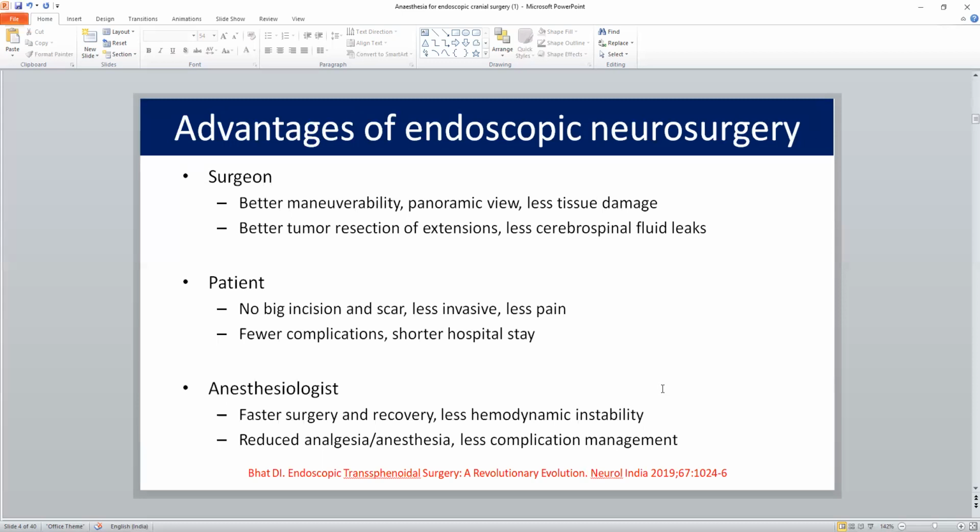What is there in this for anesthesiologists? This is a faster surgery. The endoscopic surgery takes a lesser time as compared to cranial surgery, for example, pituitary surgeries. Recovery is also faster, with less hemodynamic instability as compared to open surgery, less blood transfusions, reduced requirement of analgesia, may not necessarily be anesthesia, and less complications to manage.